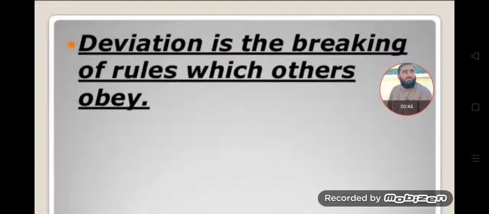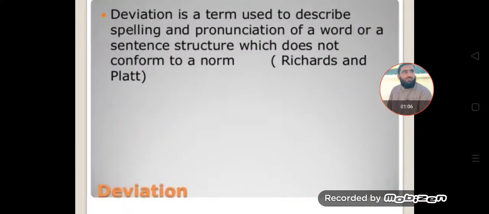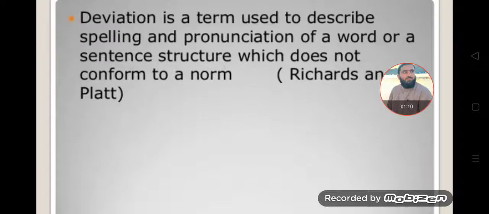So deviation means to bring some changes in a literary text, to break the already established rules by the grammarians or linguists. So to break these rules, to bring newness in a text, to make an interesting literary text. Deviation is a term used to describe spelling and pronunciation of a word or sentence structure which does not conform to a norm. Like we have norms, common usage of rules, and in our mundane talk, our everyday conversation, we have rules. So when we are bringing deviation to already established rules, this is called deviation or newness or novelty.